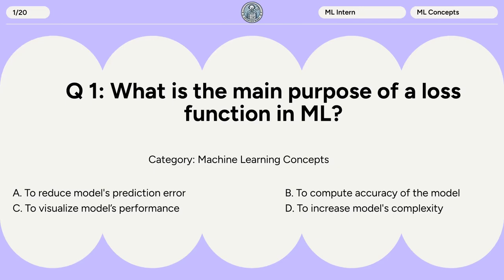Question 1. What is the main purpose of a loss function in ML? A. To reduce model's prediction error. B. To compute accuracy of the model. C. To visualize model's performance. D. To increase model's complexity.